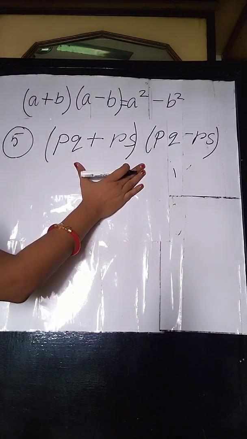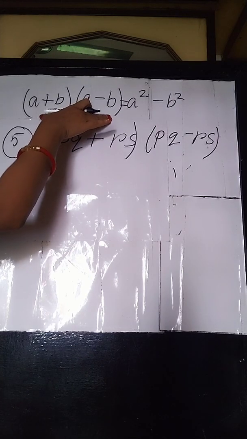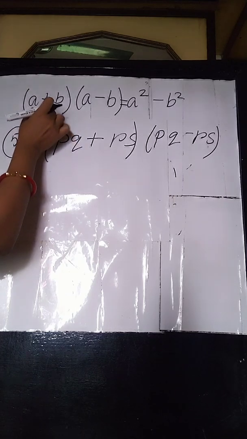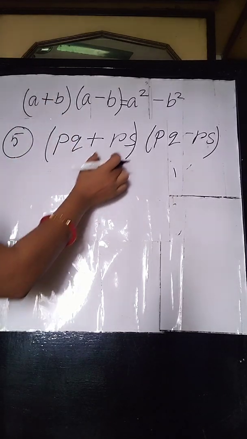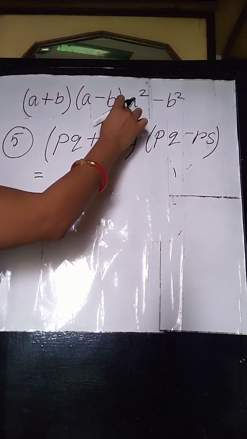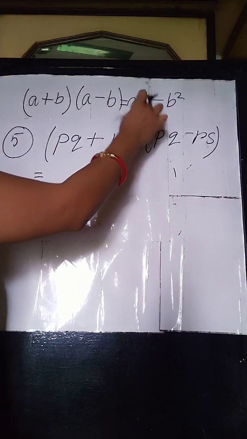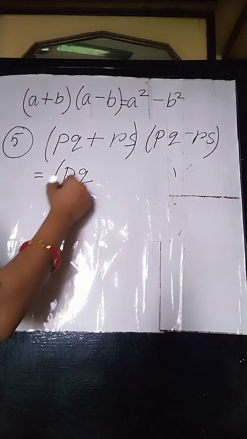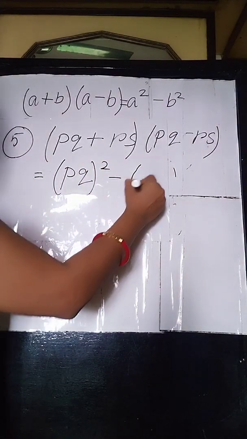Try to relate the sum with the formula given. If you relate, you can easily understand that PQ is just like a, the first term, and RS is just like b, the second term. So it will be the square of the first term minus the square of the second term. Here the first term is PQ. So (PQ)² − (RS)².